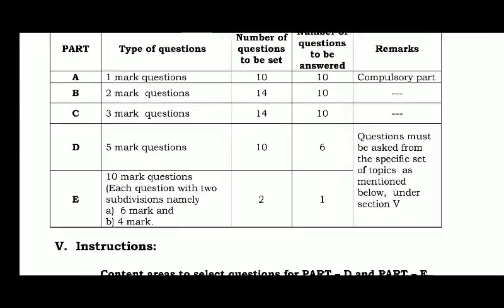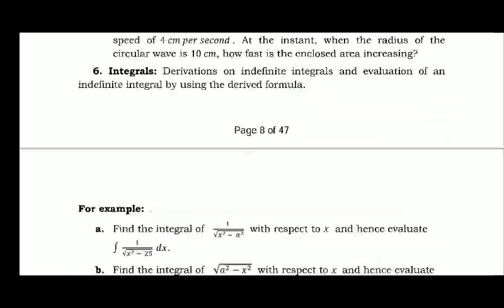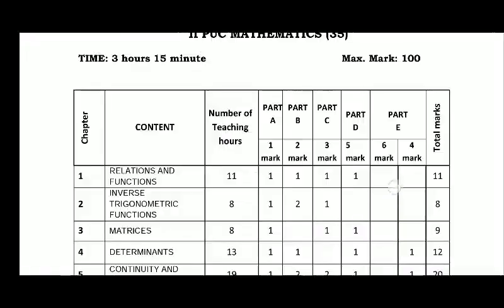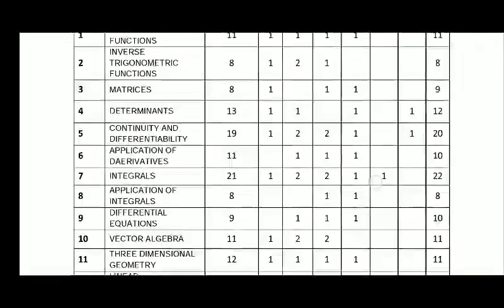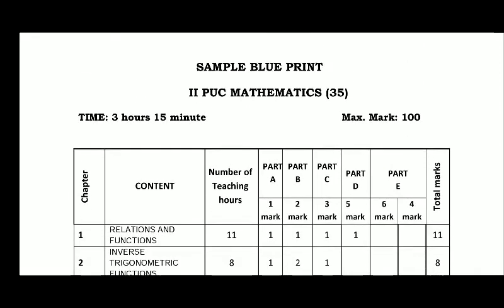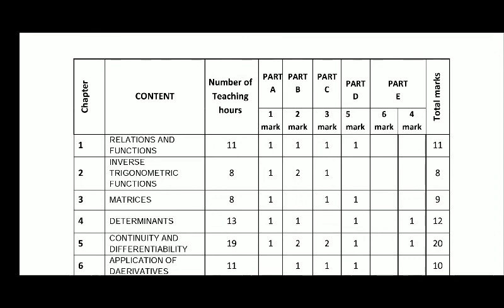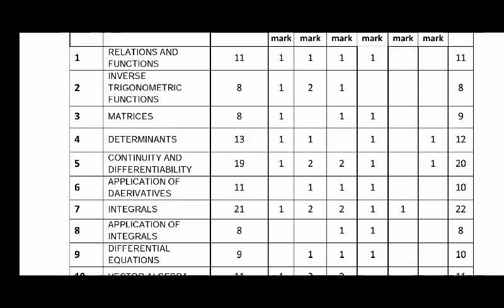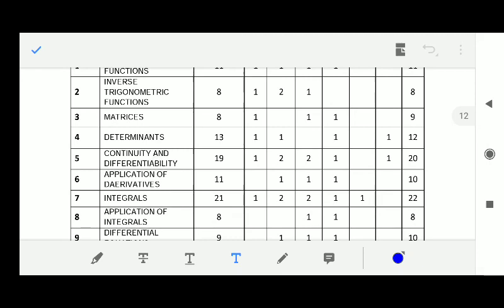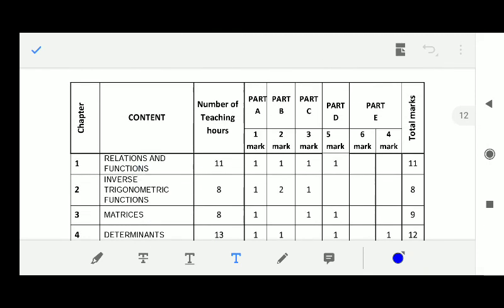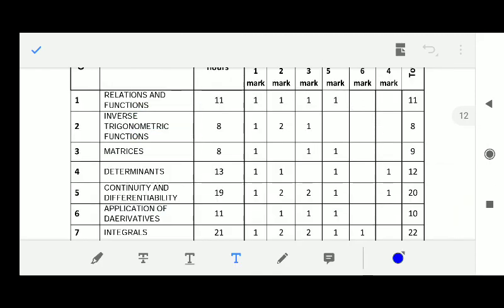So this one you leave, better you go for this one. This is the blueprint of the question paper. How many 1 mark, 2 marks, 3 marks, 5 marks, 6 marks and 4 marks questions are going to be asked from which particular topic, they have been distributed here. Got it? You have to see it properly once.